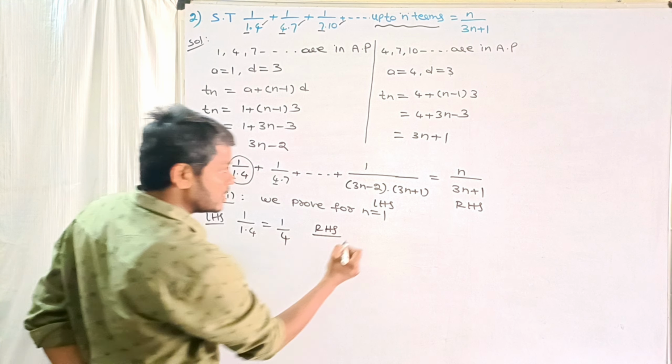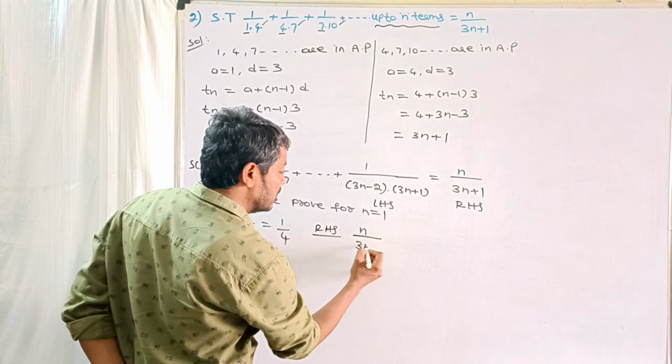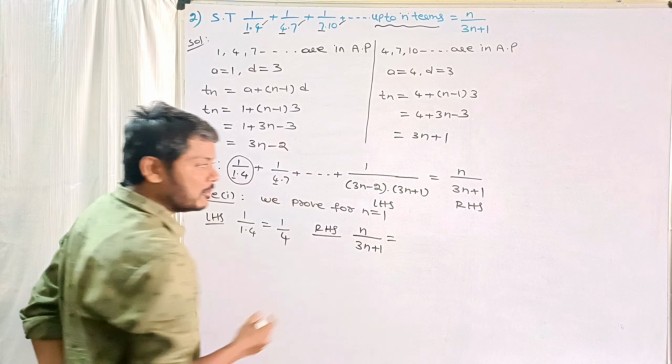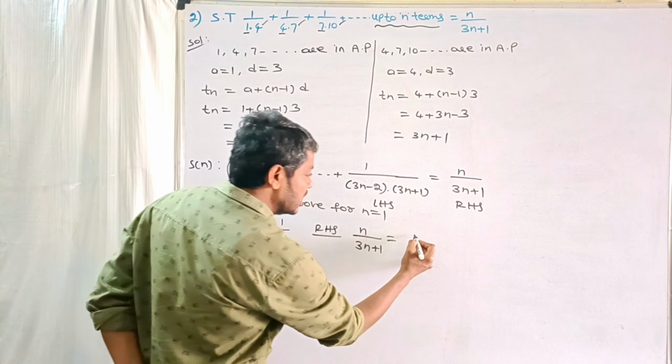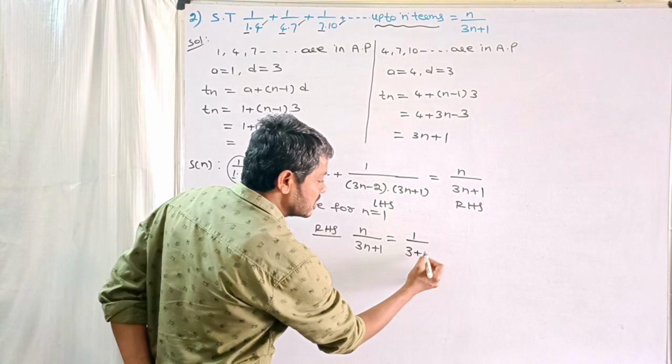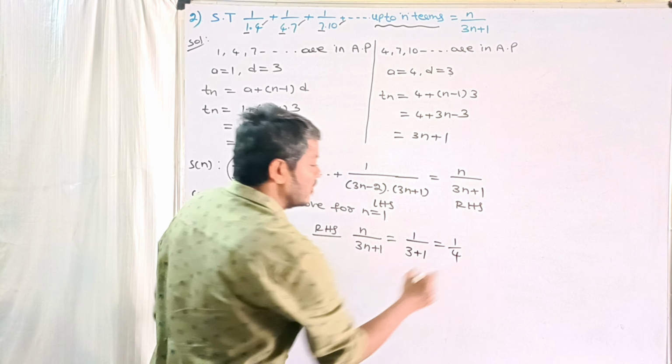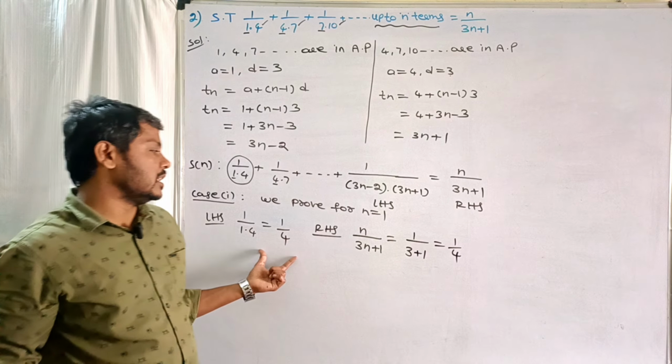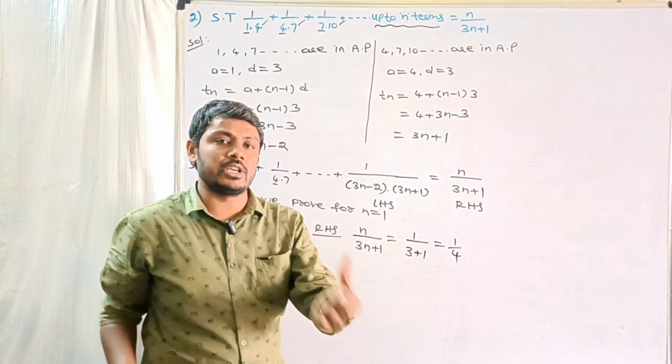What is RHS? n by 3n plus 1. So we can replace n by 1. That is 1 by 3 into 1 plus 1, which is also 1 by 4. So we can say that the given statement is true for n is equal to 1.